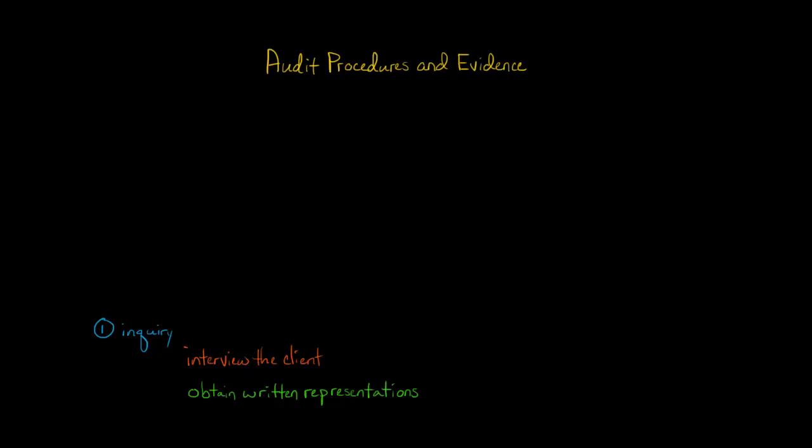In this video, we're going to discuss 9 different types of audit procedures and evidence that you'd obtain throughout the course of an audit. Perhaps the simplest way to obtain evidence would be to ask the client questions. For example, are you aware that any fraud has occurred at the company in the past year?